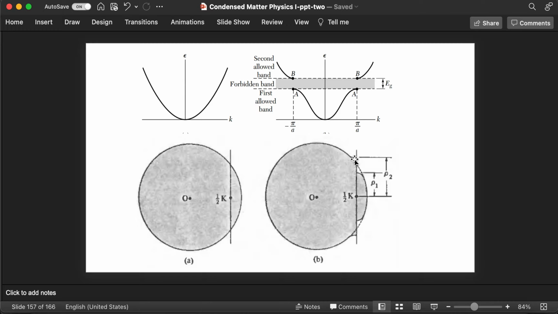So because of this energy gap formation, you have two distinct values of energy. The Fermi surface also gets split, and you have one segment here and another segment here. You can calculate the values of the radius if you want. Using a simple argument, you can see it's a problem in Ashcroft. You can have a look at it.